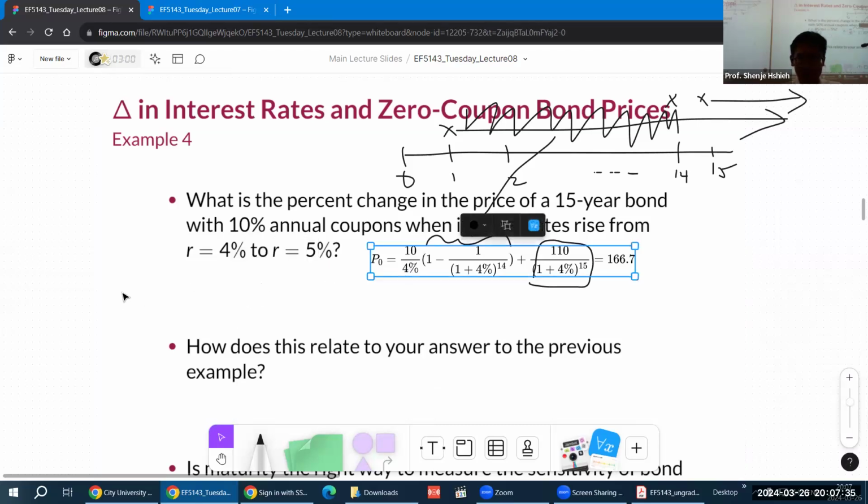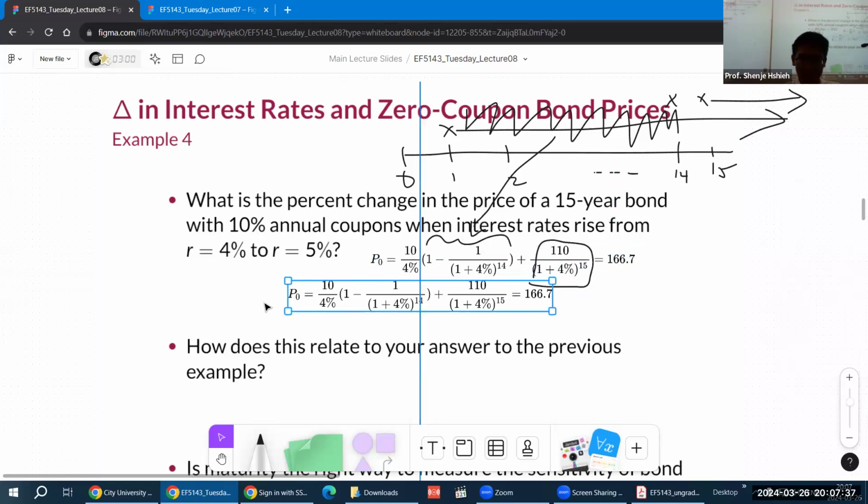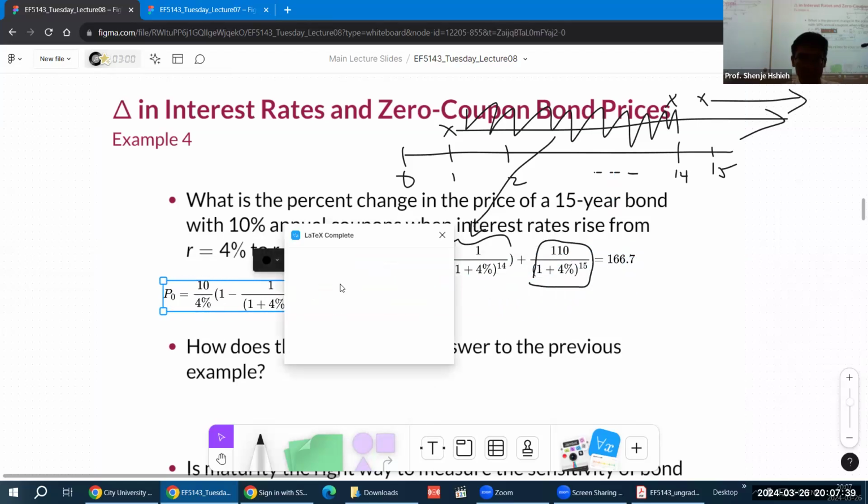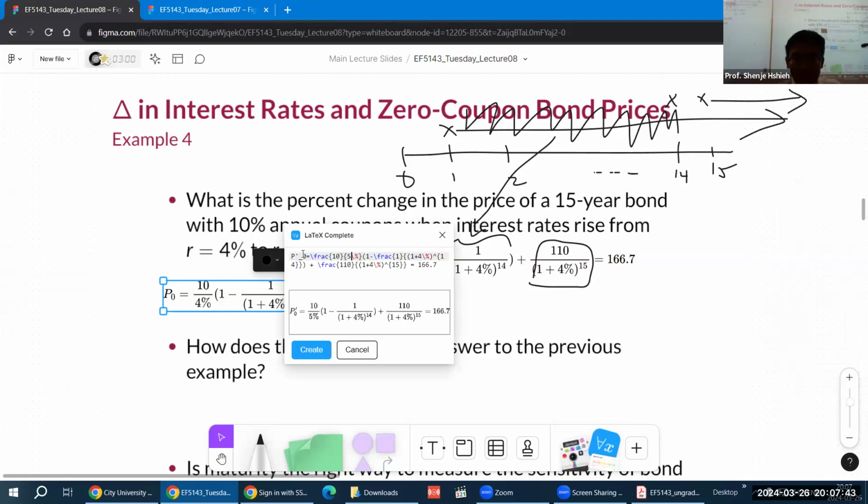So let me borrow this again, and then the difference now is that we have P prime, but now it's 5% everywhere, right? That's the difference. And that number should be 151.91. Okay.